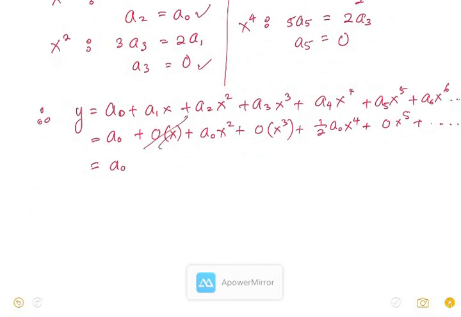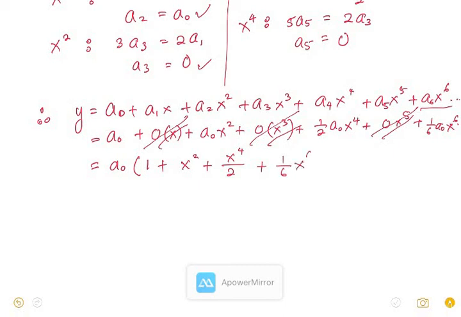A0. So this one don't have. This one don't need. Also this one don't need. So A0 you have 1 plus x power of 2 plus x power 4 over 2. Okay, still have the a6x power 6. If you do a6x power 6, what do you get? For the a6x power 6, I will simply get 1 over 6 and not x power of 6. So this one, I will plus with 1 over 6, x power of 6.